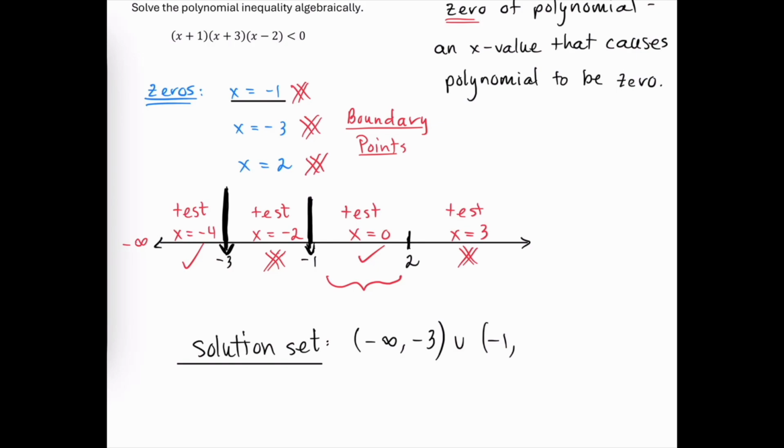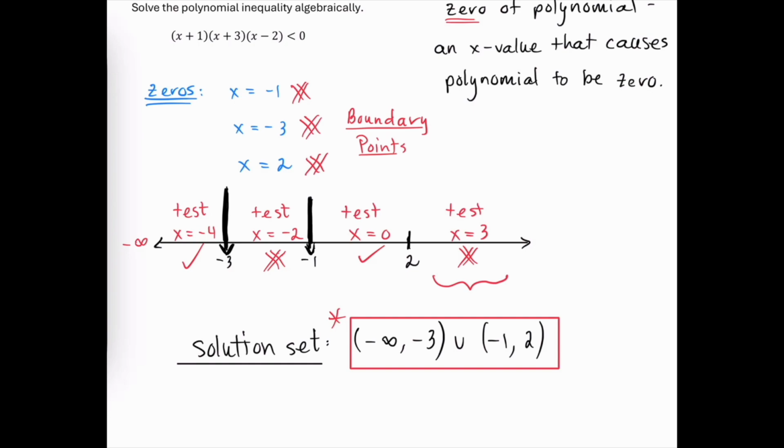So -1 did not work, and this interval starts at -1 and goes to +2, which also did not work. So it's not included in the solution set. And this interval out here did not work either. And this is all that's included in our solution set.